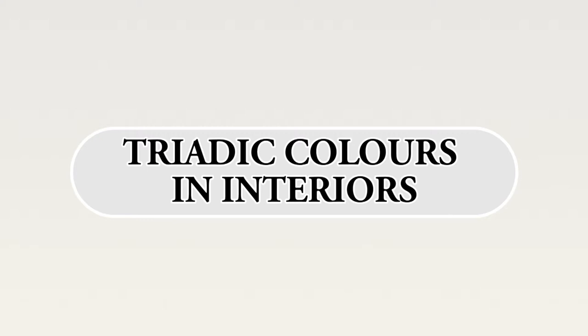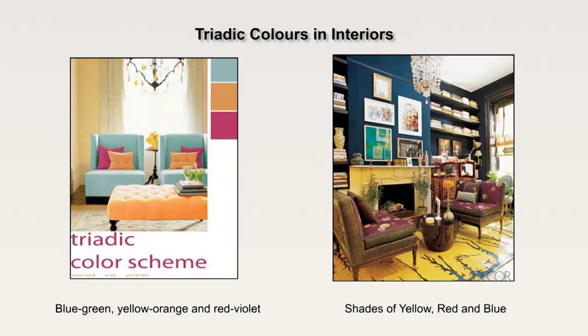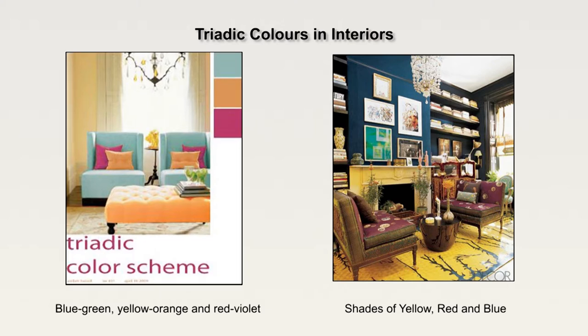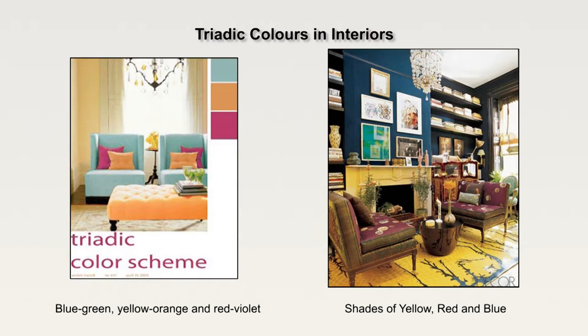Triadic colors in interiors. Some examples of triadic color schemes in interior design. On the left is blue, green, yellow, orange, and red, violet. On the right is shades of yellow, red, and blue.